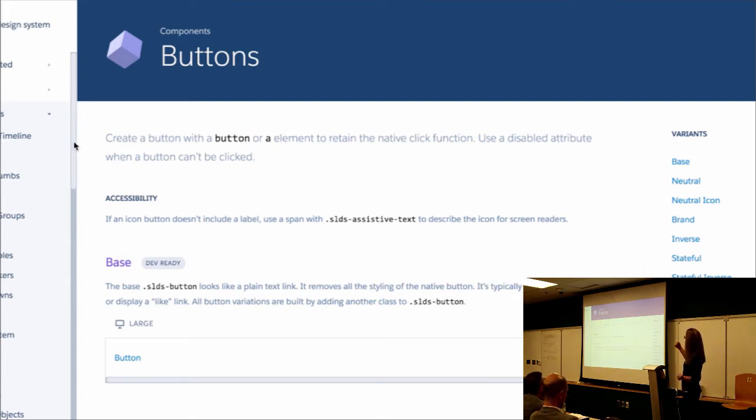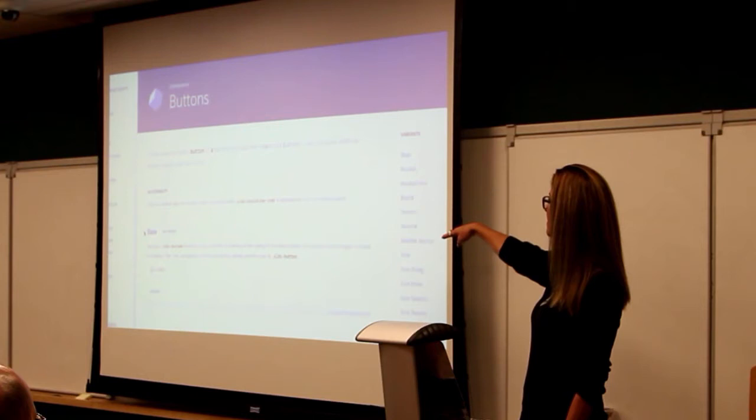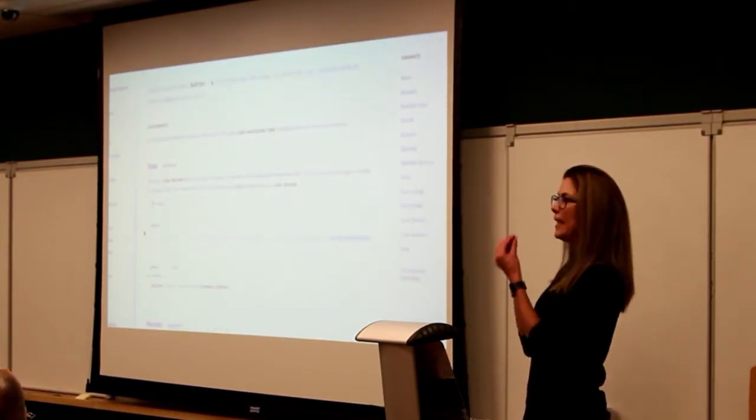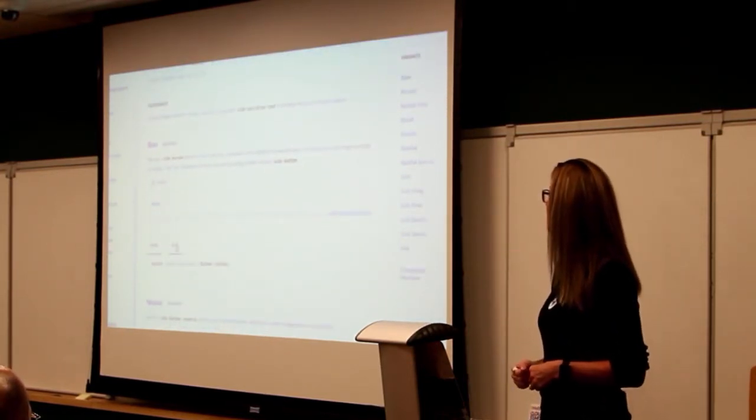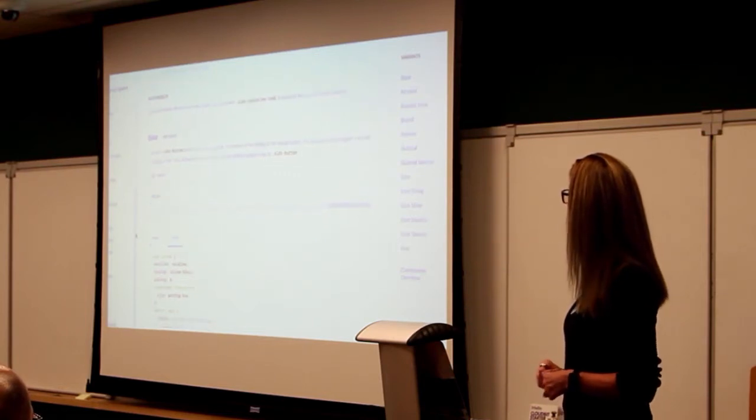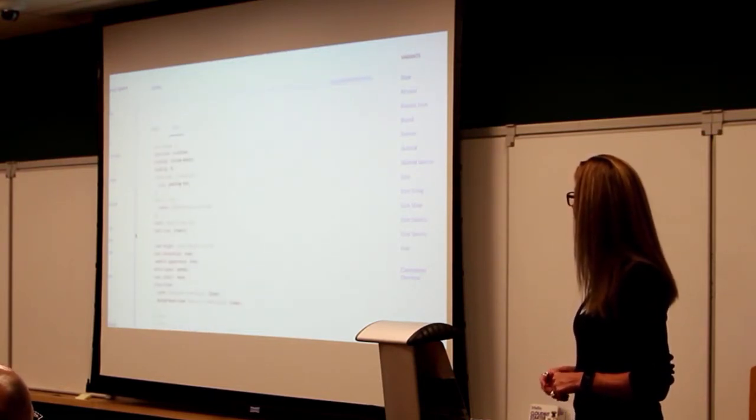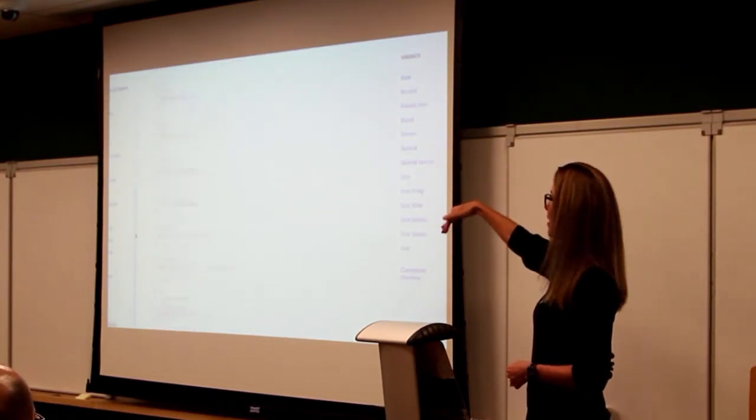The first thing we have for each component is a section that kind of talks about what is this component. It gives you whatever information you need. Then we'll have a section about accessibility. If there's something that has to do with JavaScript, you'll also have that there. Each component starts with a base state, and that is just the least complex version. We show the HTML and the Sass, and then it will go to the next variant.